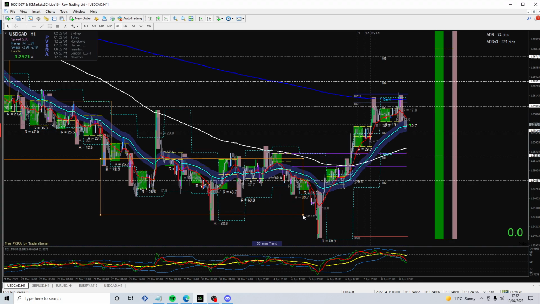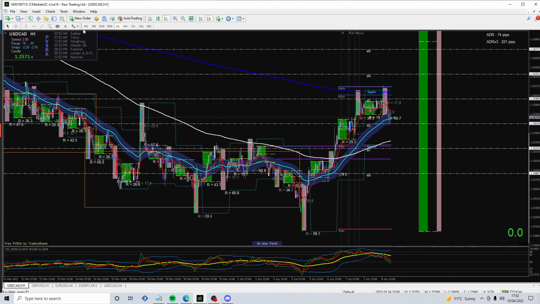The dollar card right now looks like it's in a peak formation. Now this is when you start drawing the ADR that it's telling you. That's your peak. 74 pips. See, you see that?